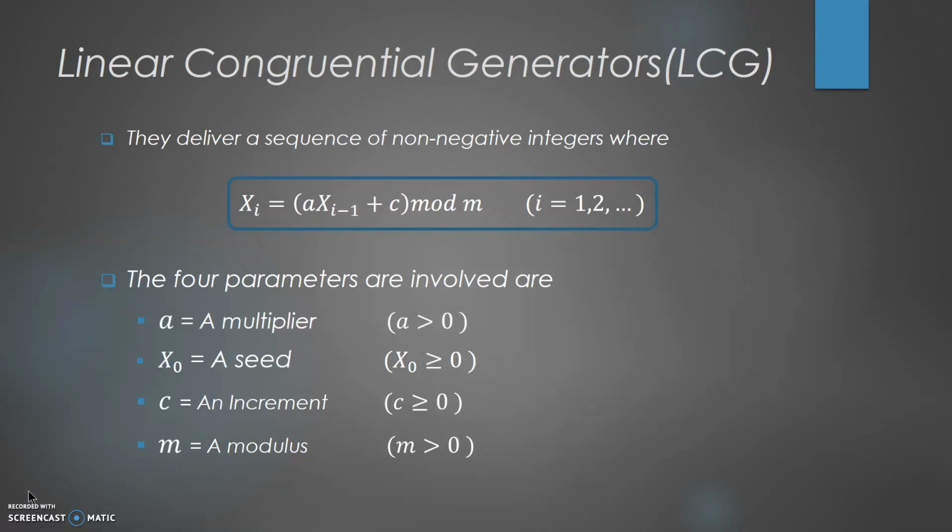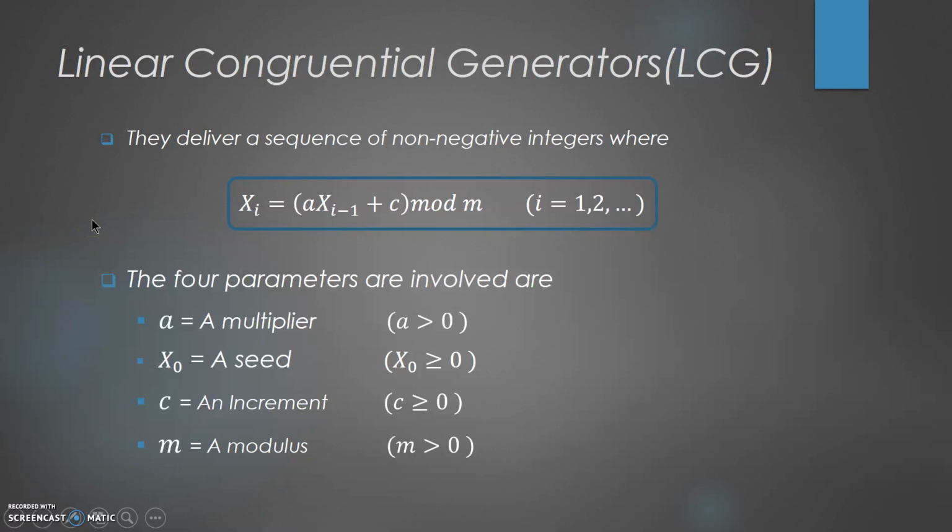Now this is just an equation right here, so you see your x subscript i is equal to a, your multiplier, times x subscript i minus 1, which indicates whatever number you had previously, plus c, which is the increment, mod m, the modulus. And as you can see, i goes from 1 to infinity. It could be anything from 1 to infinity.